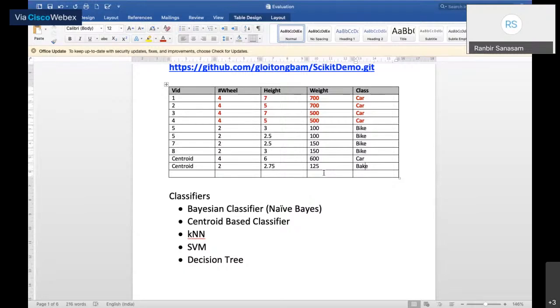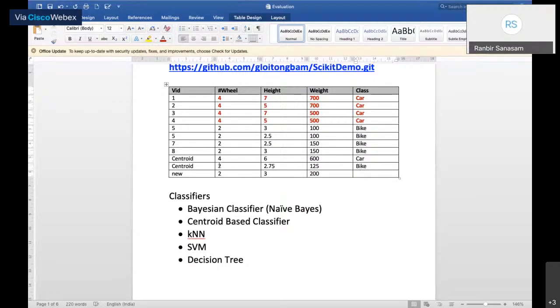Now, when you get a new vehicle, say the new vehicle has 2 wheels, something like 3 feet height, and 200 kilos of weight or something. Then what I am going to do is check between the car central point and the bike central point, which one is closer? So this point is closer to the centroid of bike. So this is a bike. So that's it. That is a centroid classifier.